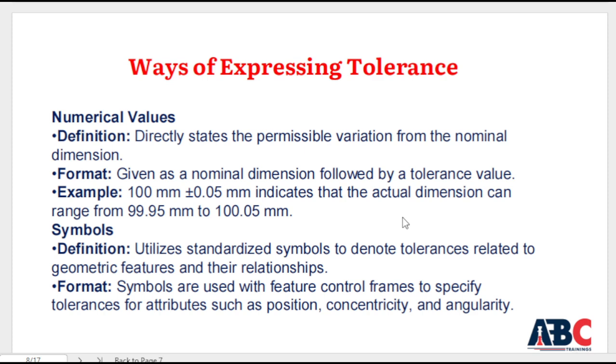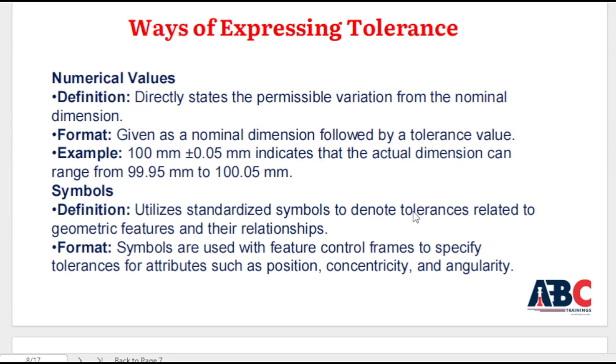Next point, we will see ways of expressing tolerance. We can express tolerance in multiple ways. First, we can express it in numerical values, directly stating the permissible variation from the nominal dimension. The format is a nominal dimension followed by a tolerance value. For example, 100 mm plus or minus 0.05 mm indicates that the actual dimension can range from 99.95 mm to 100.05 mm.